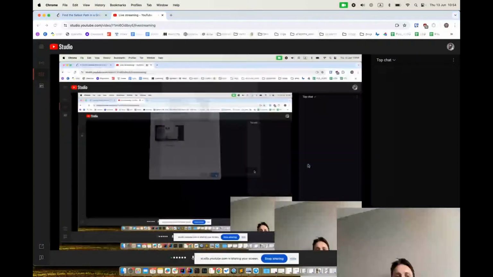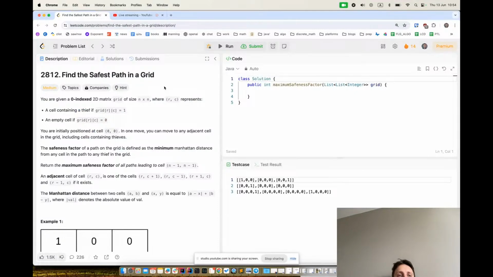We are continuing solving our task, and the next task will be the following one. It's find the safest path in a grid. You are given a 0-indexed 2D matrix grid, where each cell represents a thief with 1 or an empty cell with 0. We are starting at the initial position, and we can move to any adjacent cell.